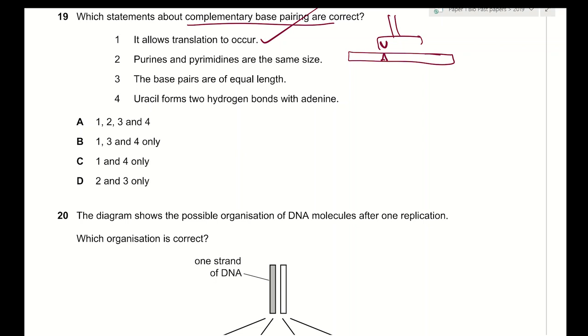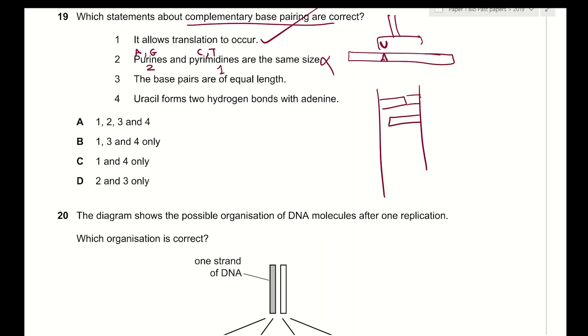Now, this is incorrect because purines contain 2 rings and pyrimidines contain a single ring. Therefore, purines are larger than pyrimidines, and purines are, by the way, adenine and guanine, and pyrimidines are cytosine and thymine. So this is going to be incorrect. 3, the base pairs are of equal length. Yes, the base pairs must be equal length, no matter their sizes.